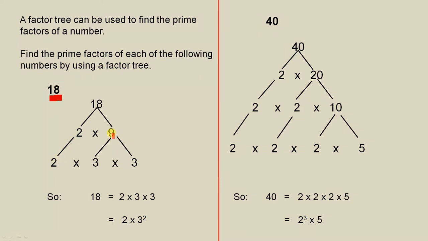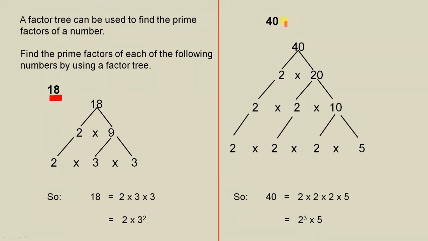Now we have to find some numbers that are multiplied together to give us 9. Now 9 is an odd number, so we can't use 2, but we know that 3 times 3 gives us 9. So in other words, 2 times 3 times 3. And we have all those numbers there, and each of them is a prime number. So 18 will be 2 times 3 times 3, which is 2 times 3 squared. And that's our index notation that we saw in a previous lesson.